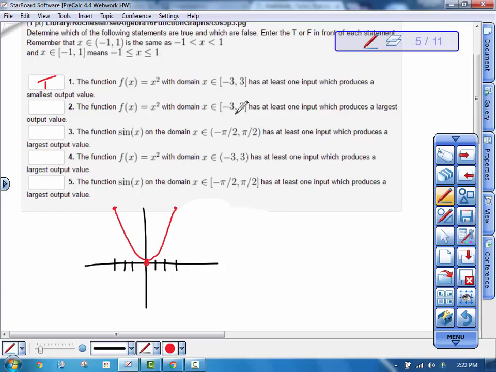Now the same function with the domain from -3 to 3 has at least one input which produces the largest output value. That's true as well. The largest output value for this function with the domain that we give it would be this point here, 3. So that's true. The function sine now, I'm going to graph sine real quick. Actually, I'll answer 4 real quick because I got the graph up here. This says the domain that does not include the endpoints. These are open circles right here. Has at least one input which produces the largest output. No, because the largest output, we can't include that last endpoint. So we'll say false for that one.